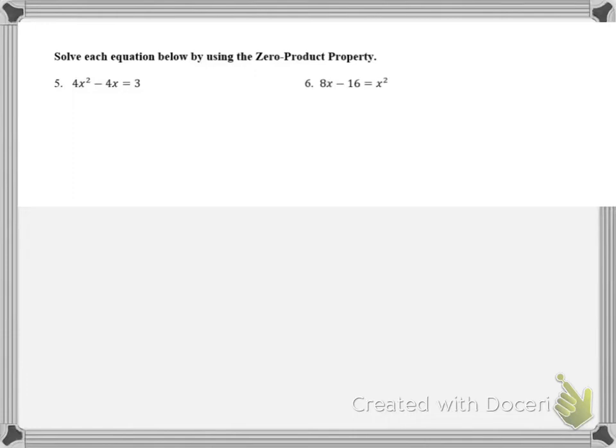We have two more equations where we will be solving the equations using the zero product property. Let's take a look at number 5. So we see that we have 4x squared minus 4x equals 3. If you remember from the previous video, we can't use the zero product property until the equation is set equal to 0. That's why it's called the zero product property.